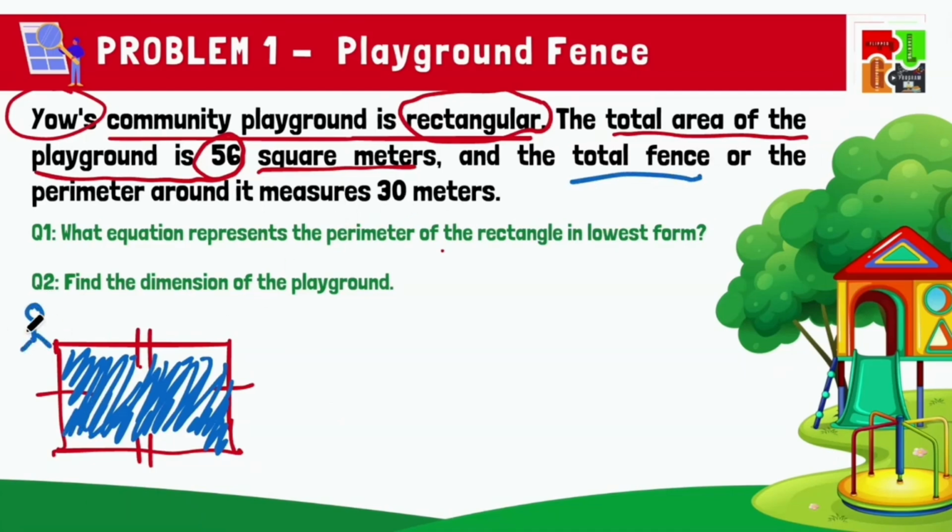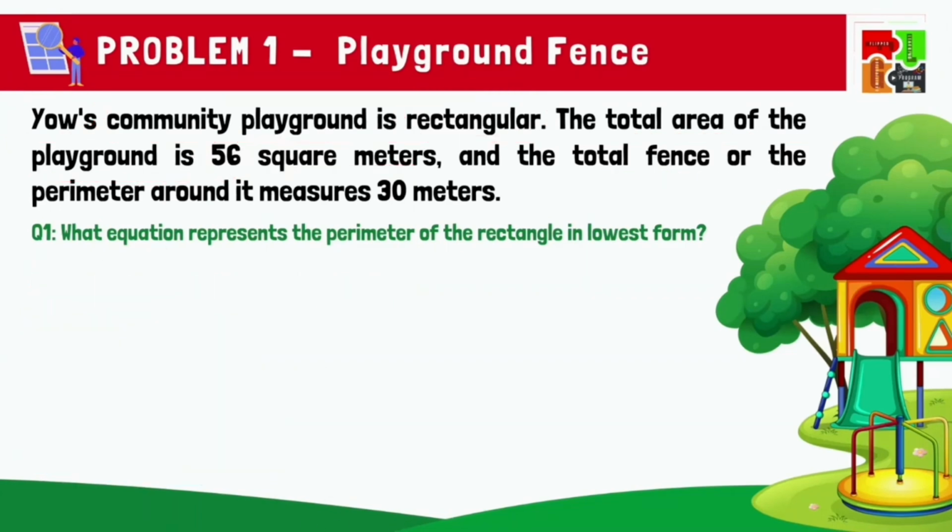Kunyari si Yo, tumakbo siya dito sa gilid ng rectangular playground. Yun daw yung perimeter, and that perimeter is 30 meters. Okay, so yun ang mga kailangan natin matandaan. Now, without further ado, allow me to find out first the first given. Sabi dito, what equation represents the perimeter of a rectangle in its lowest form?